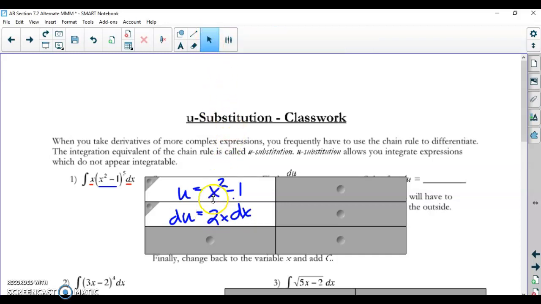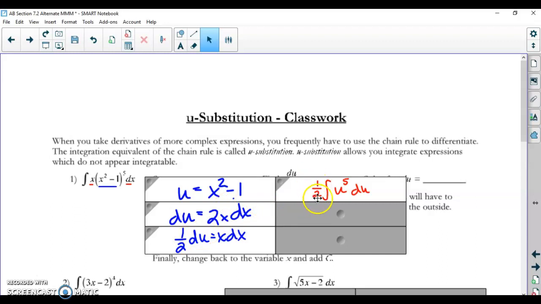So here's what I'm going to do. I'm going to take this 2 and divide both sides of my equation, and get it on the other side where du is. So I've got 1/2 du equals x dx. Now I've got myself a nice clean substitution. I can replace the two parts here in red, the x and the dx, with a 1/2 and a du.